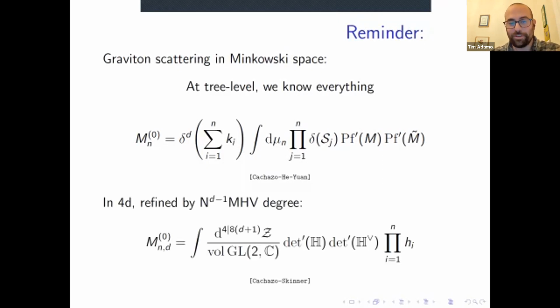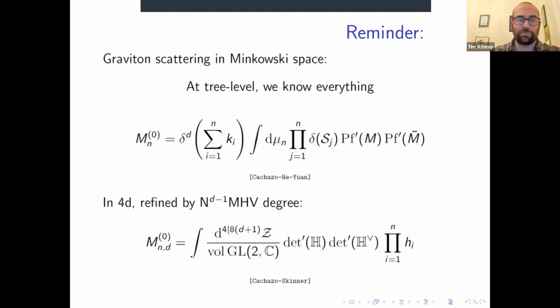But in fact, before this formula was written down, there was another formula written down in 4 dimensions, which was refined by NMHV degree. And this is called the Cachazo-Skinner formula. And it also takes a sort of remarkably compact form. There's some moduli integral. And then there's a kind of chiral splitting where the self-dual or positive helicity degrees of freedom of the gravitons that are being scattered are bundled into a determinant, and the negative helicity or anti-self-dual degrees of freedom are bundled into another determinant.